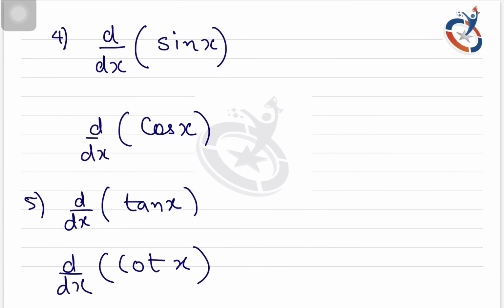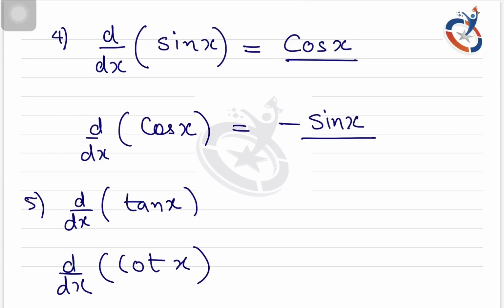The fourth formula is the derivative of trigonometric functions. So you have sine, cos, tan, cot, sec and cosec. The derivative of sine x is cos x. The derivative of cos x is equal to minus sine x. I repeat again: the derivative of sine x is cos x and the derivative of cos x is minus sine x.